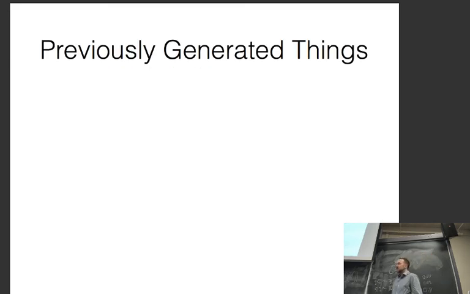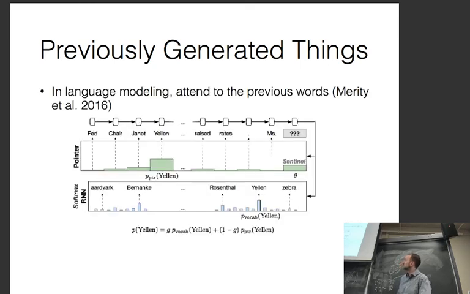One expansion of this kind of copy-based attention mechanism is to condition on previously generated things. One nice example of this is in language modeling, attending to previously generated words. One of the features of language is that it's very bursty. Once you start talking about something, you tend to continue to talk about it for a while, because you tend to do topics. Tennis is a good example. You start talking about tennis, and you're going to say racket and tennis a whole bunch of times.